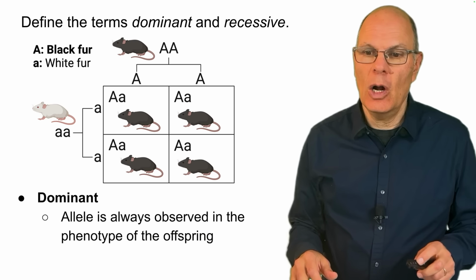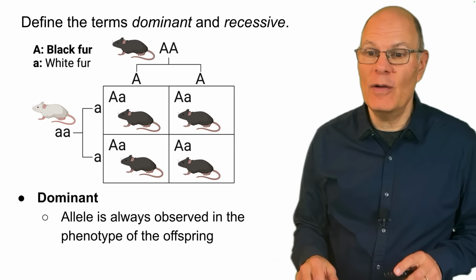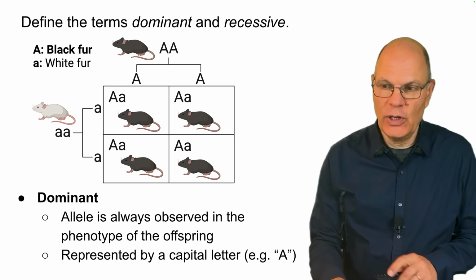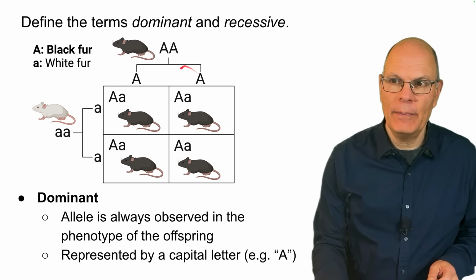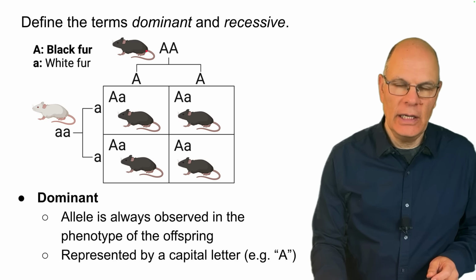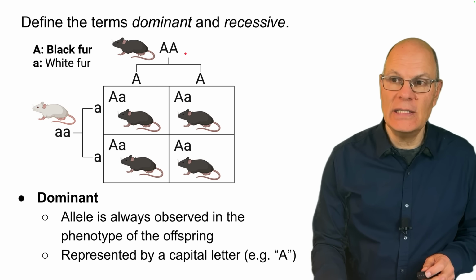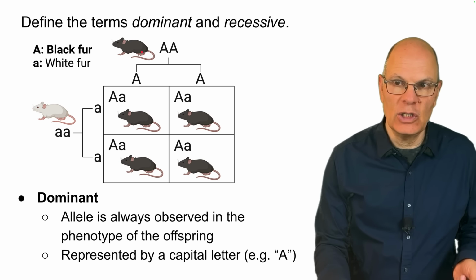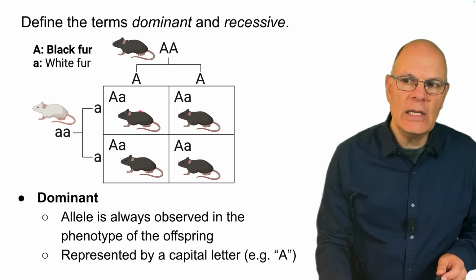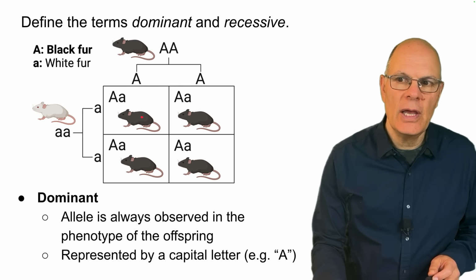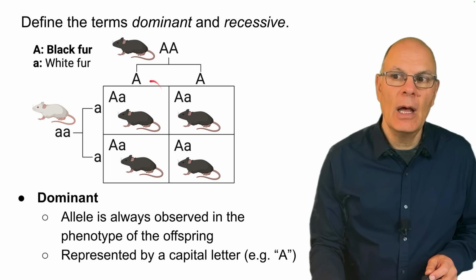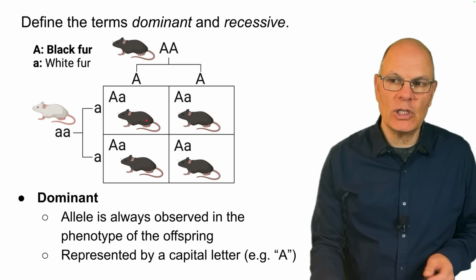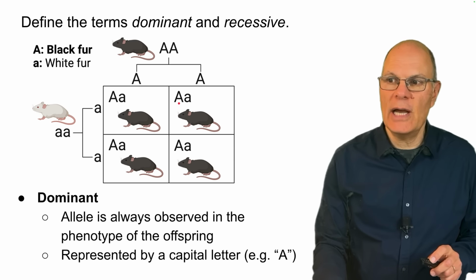Dominant alleles are always observed in the phenotype of the offspring. They're represented by a capital letter. So, for example, the capital letter A. So here's an individual who's homozygous dominant, and they express the dominant characteristic, dark black fur. In these heterozygotes, there's also a recessive allele, but because the dominant allele is present, then the characteristics of the organism is determined by the dominant allele.